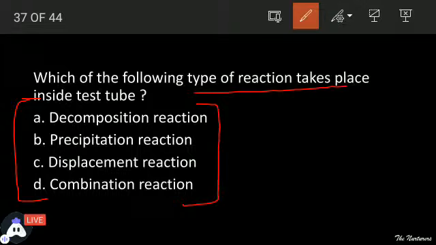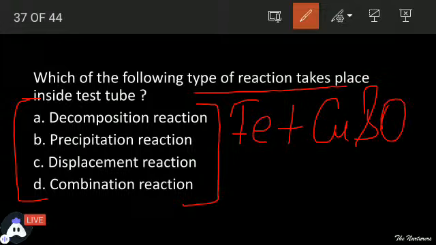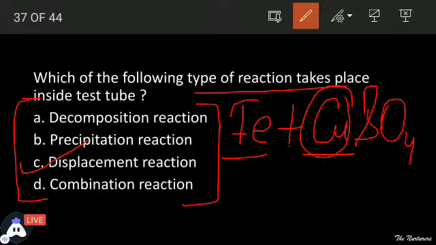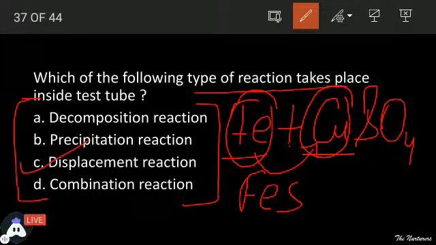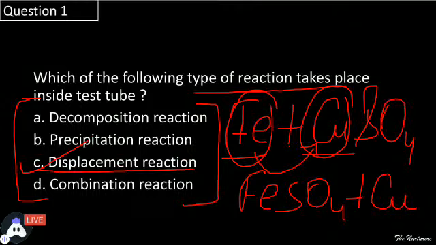Yes, see what happened. We have mixed iron and copper sulphate since there were iron nails. So you need to check which is more reactive and what has happened. So the reaction took place is the displacement reaction, because copper being less reactive or iron being more reactive made iron sulphate and copper was left behind. So this was the reaction that occurred, and this is an example of a displacement reaction.